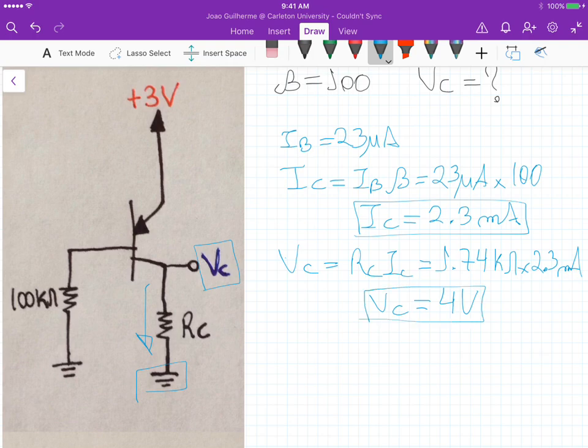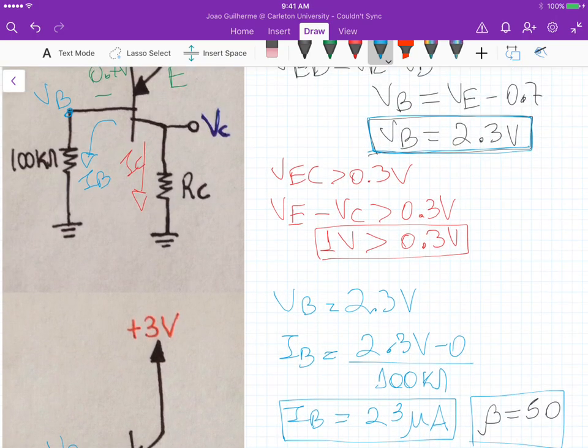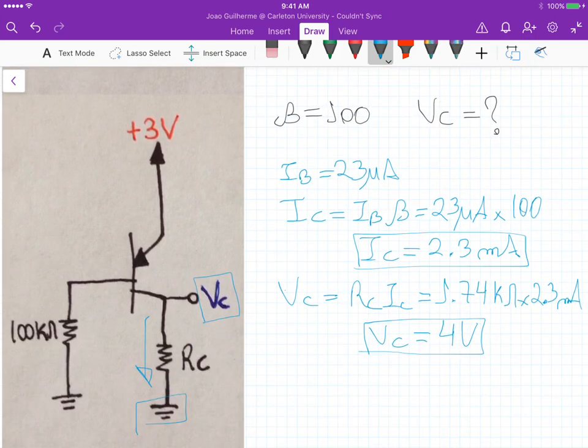Now this 4 volts, we have changed the value of VC, and we still need to verify if this VC equals 4 volts, it's still making the BJT operate in the active mode region, right? So how do we verify that? One of the conditions is that, let's go back here. So we need to have VEC greater than 0.3 volts. So let's verify that condition.